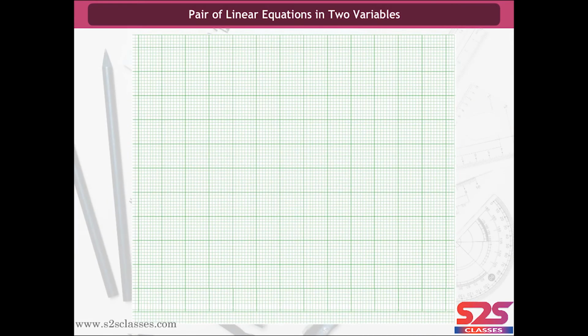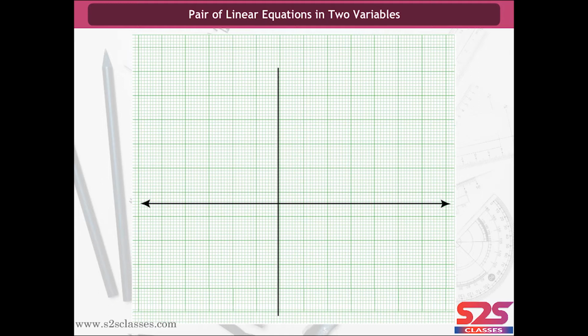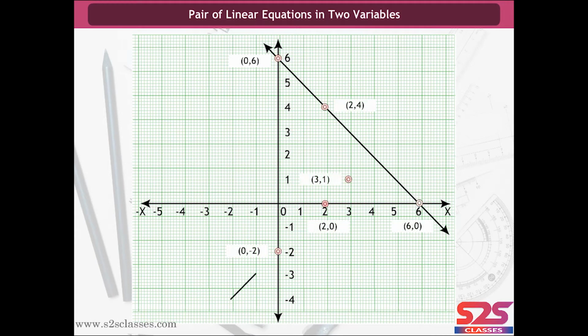Now, to represent this system graphically, we tabulate a few solutions of each equation as shown. Now, mark these points on a graph paper and join them as shown. And we observe that the two lines intersect at the ordered pair (4, 2).